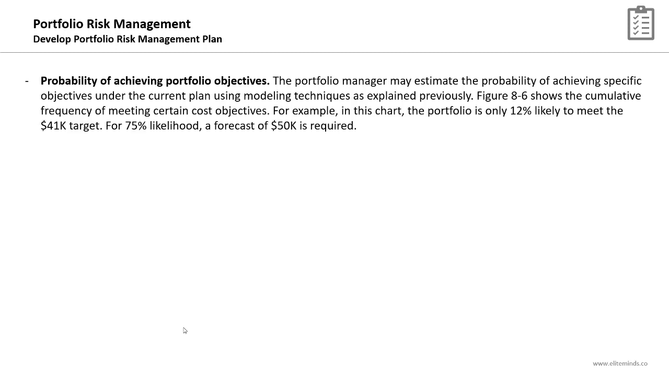The previously shown figure shows the cumulative frequency of meeting certain cost objectives. By looking at the chart, you will understand that the portfolio is only 12% likely to meet the budget of 41K or 75% likely for a budget of 50K and so on. So by using such charts, you will be able to determine the probability of achieving a specific portfolio objective.